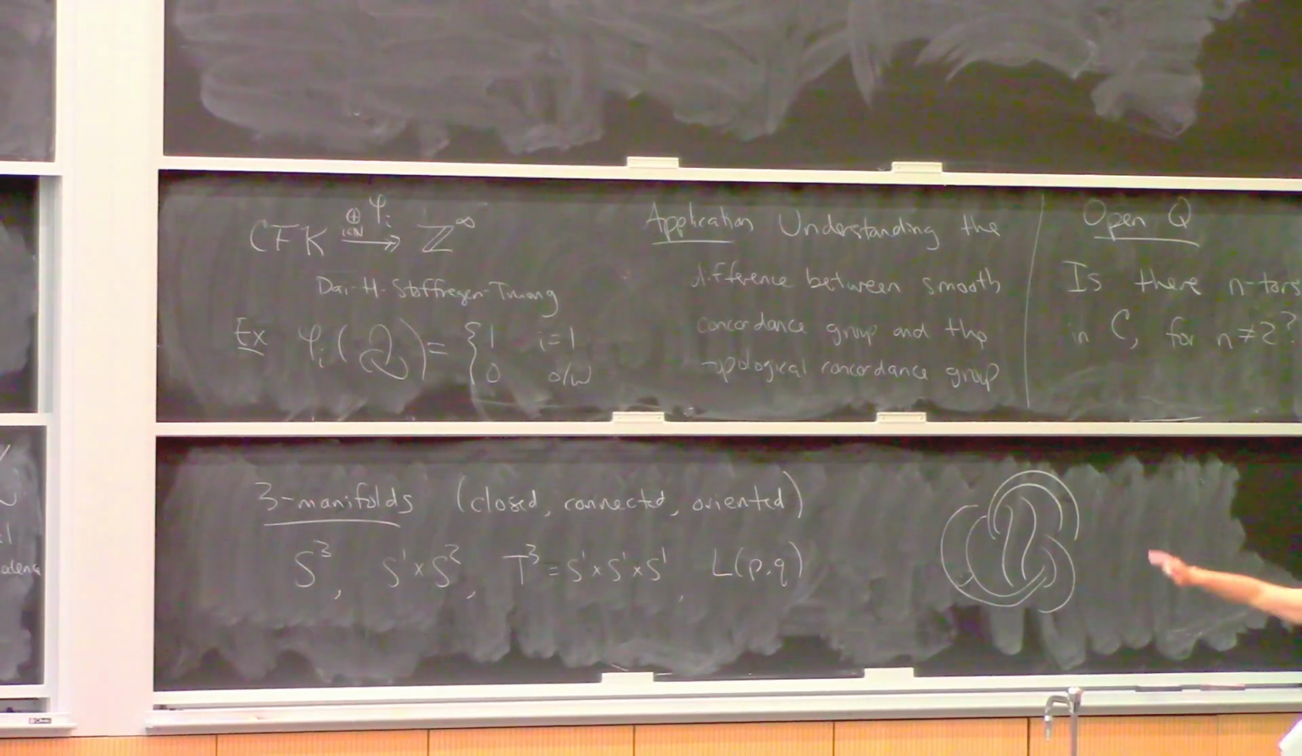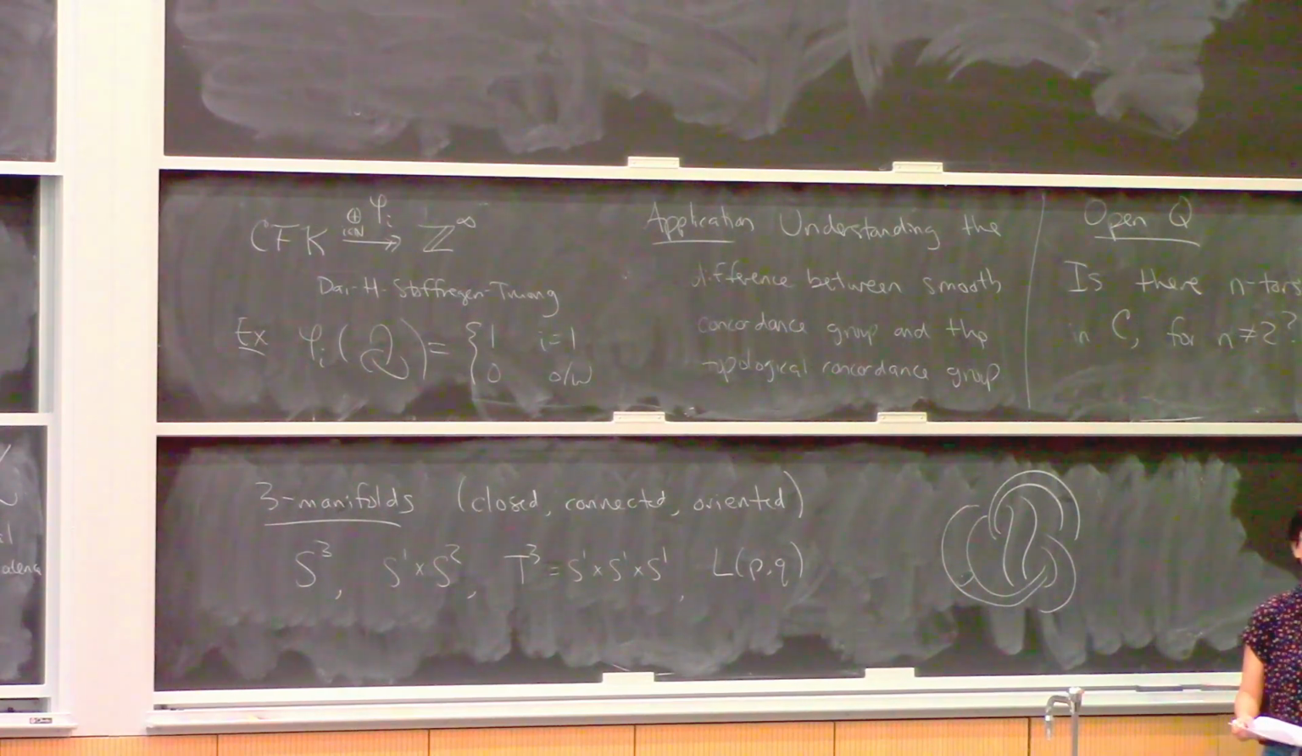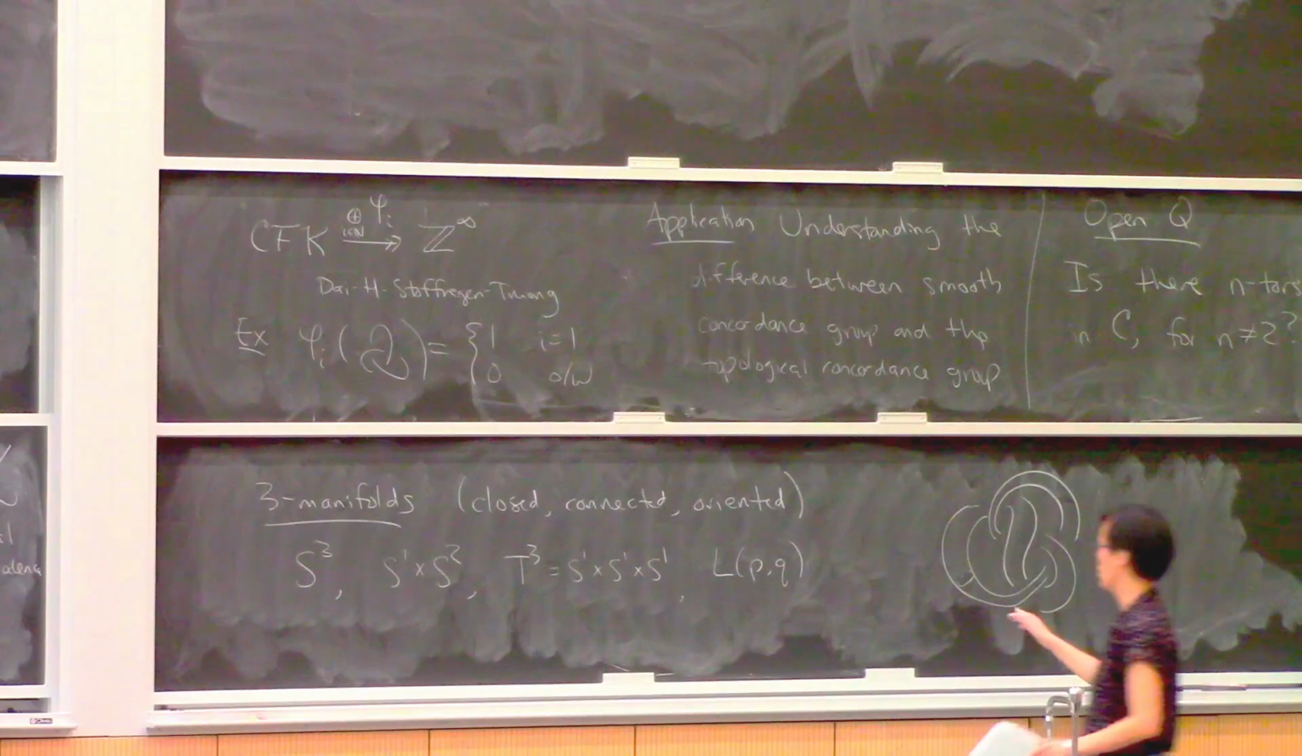And I said no boundary, so you need to get rid of the boundary. So what's one way to get rid of the boundary? Well, let's glue a solid torus back in. If we glue it back in the same way you cut it out, then we didn't do anything interesting. But we can glue it back in a different way, and that's called knot surgery.